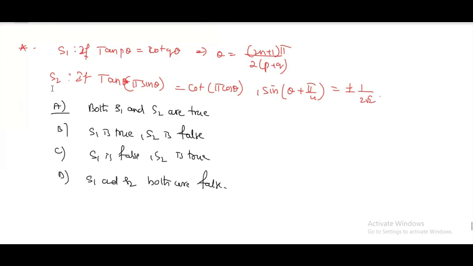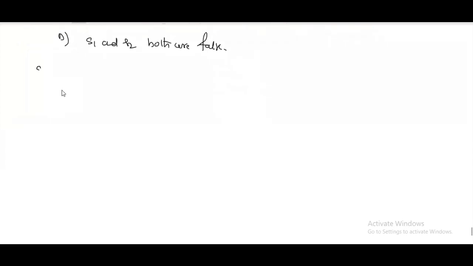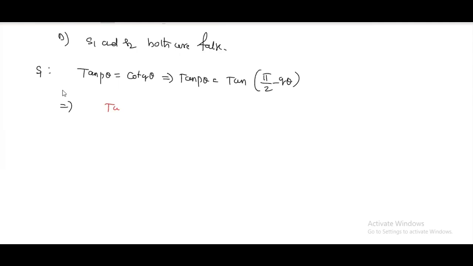So let's try to simplify this one. Statement 1 first. So what we have, statement 1, tan p theta is equal to cot q theta. So how can we write this cot q theta? So tan p theta is equal to tan(90 minus q theta), which is nothing but cot q theta. So we have tan theta is equal to tan alpha, means theta is equal to n pi plus alpha, where n belongs to integers.